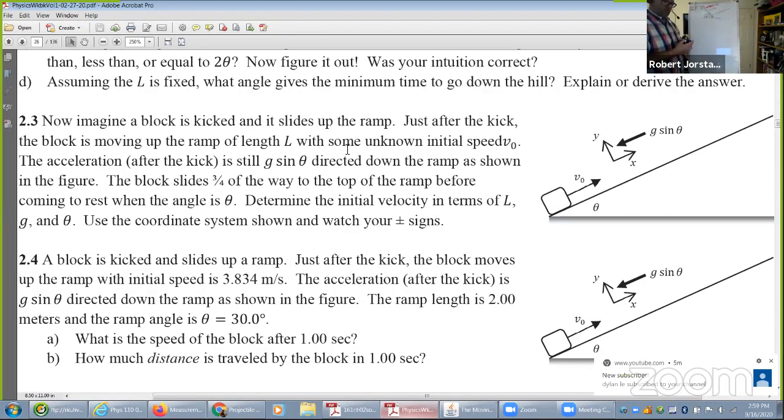If you're wondering where I got that G sine theta from, it turns out we're going to learn that in chapter 5, okay? So for now, let's just assume that's a number you're given, and I promise before this class is over, I will teach you how to know that. But for now, let's assume that's known.